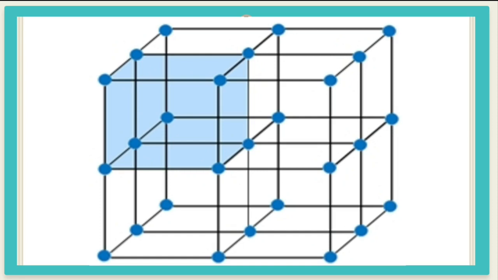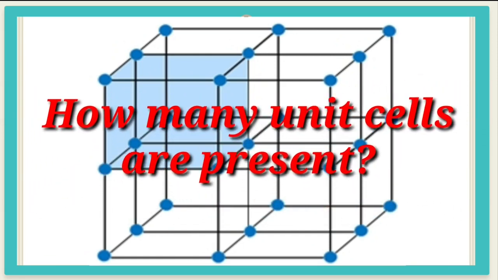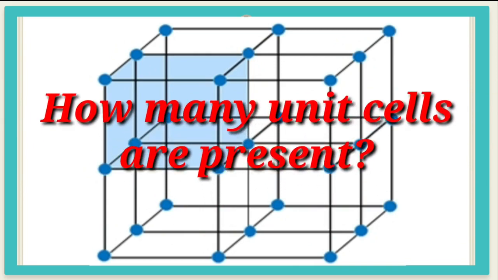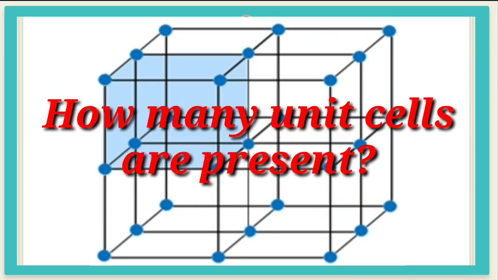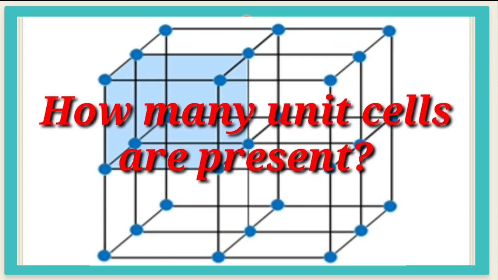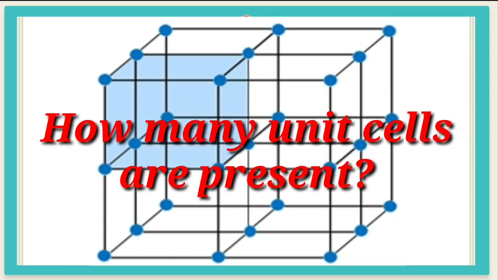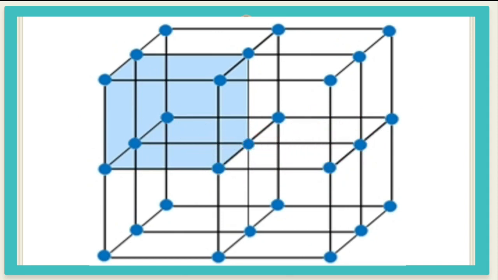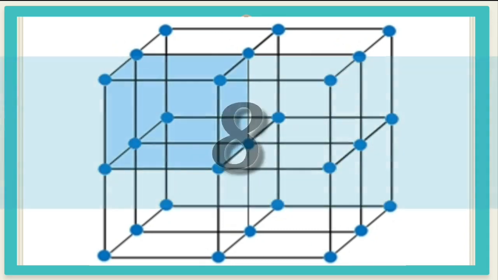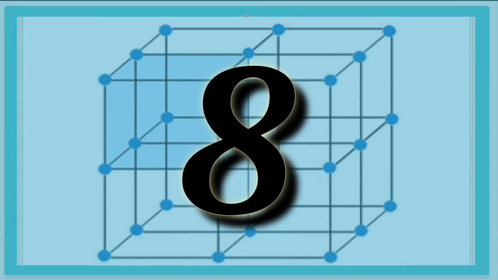So my first question is, in the image which you can see, how many unit cells are present? Just take a moment, count, and keep the answer in your mind, or think how many unit cells are present in this crystal lattice. I hope you got the answer as 8. 8 is the answer because there are 8 unit cells present.